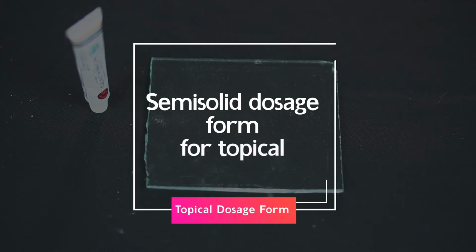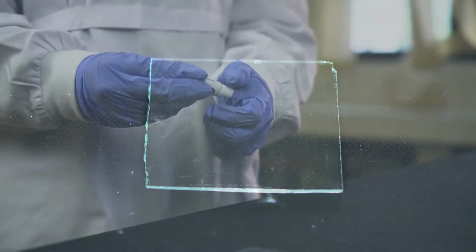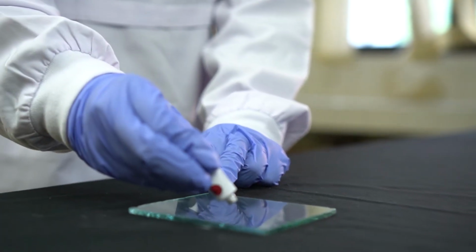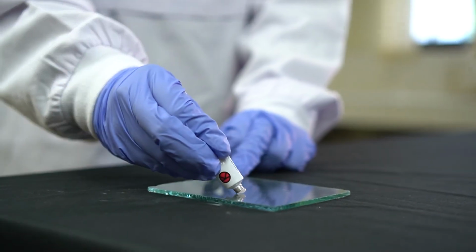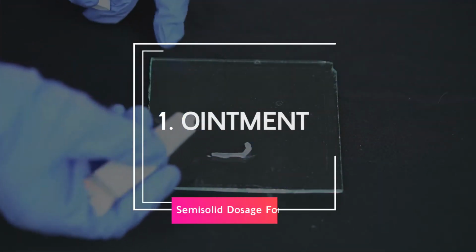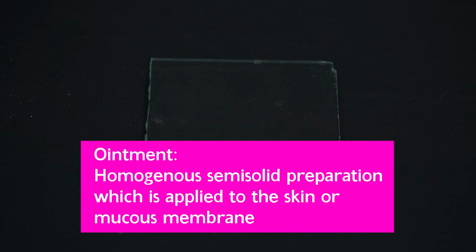Next, we will discuss about semi-solid preparations. Those are the most often type of preparation found in topical dosage forms. There are 4 examples of semi-solid preparation. The first one is ointment. Ointment is a homogeneous semi-solid preparation which is applied to the skin or mucous membranes.